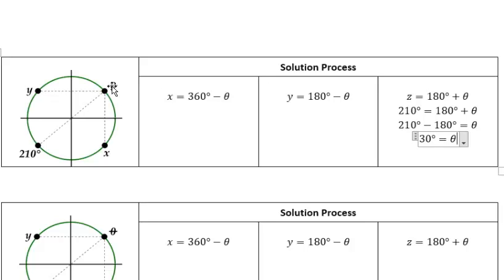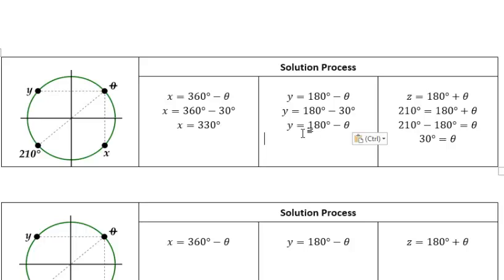Now once I know that original angle, I can easily use the formulas to find x and y. To find x will be 360 minus the angle. So it will be 360 degrees minus the angle, that is 30 degrees, and the answer will be 330 degrees. And how do I find y? It will be 180 minus the angle. So 180 minus 30 degrees will give me an answer of 150 degrees. So the position y will be 150 degrees. The position x is 330 degrees.